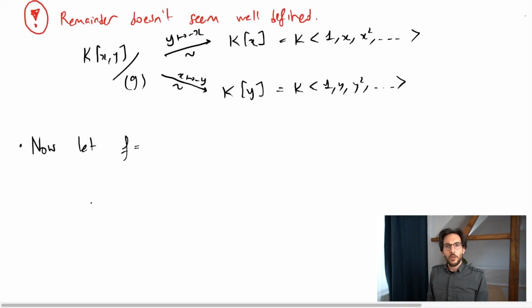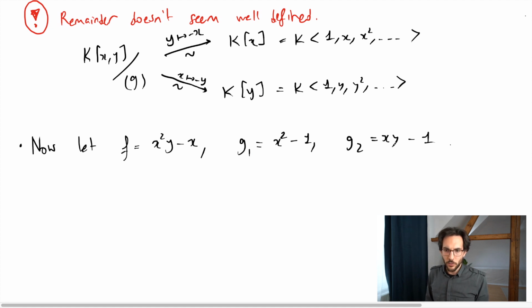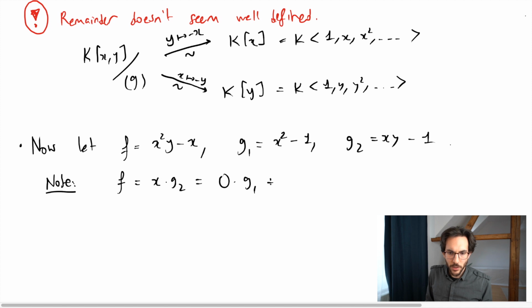So this time, to demonstrate another problem, let f be the following, and g1 and g2 be these. So I'm going to divide f by g1 and g2. So first of all, we have the following. f is clearly just x times g2. So if we really want to be pedantic, it's 0 times g1 plus x times g2 plus a 0 as a remainder. So that would solve our division problem.